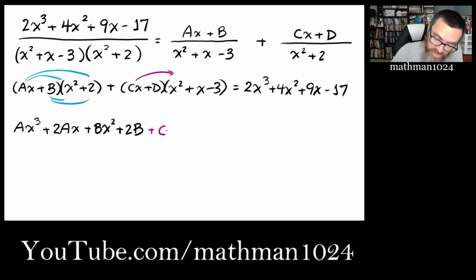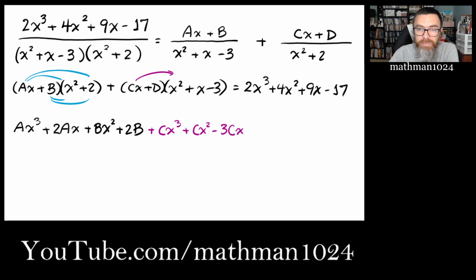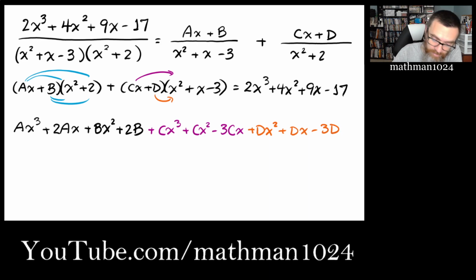So this is going to be plus cx to the third plus cx squared minus 3cx. And then we'll take d and distribute, so that's going to be plus dx squared plus dx minus 3d. And again, all of this equals 2x to the third plus 4x squared plus 9x minus 17.